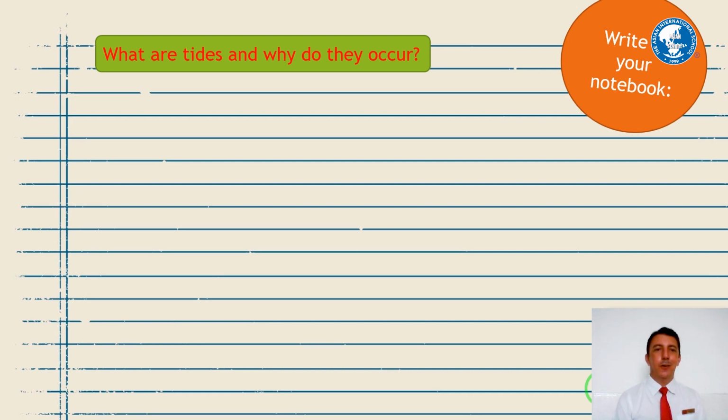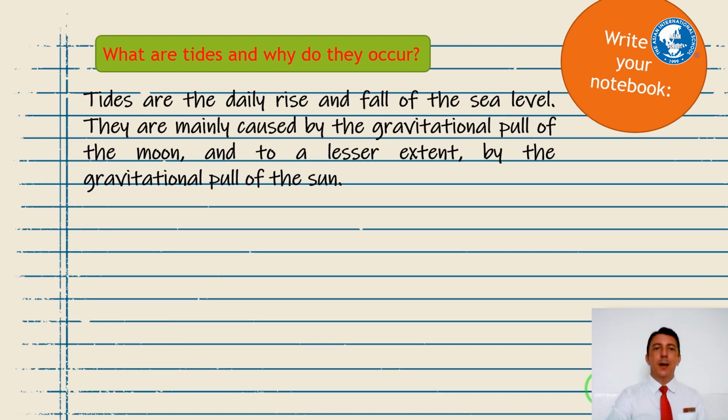Okay, if you finished writing your answer, you should have a similar answer to this. Tides are the daily rise and fall of the sea level. They are mainly caused by the gravitational pull of the moon and to a lesser extent by the gravitational pull of the sun.